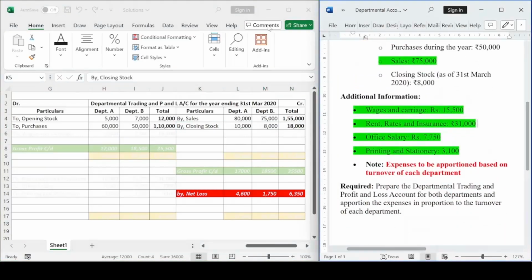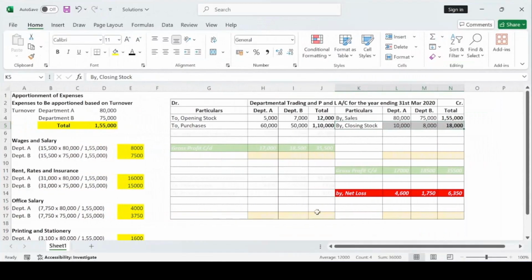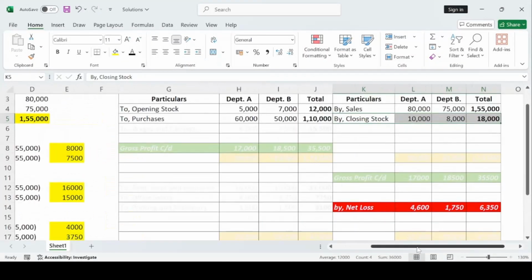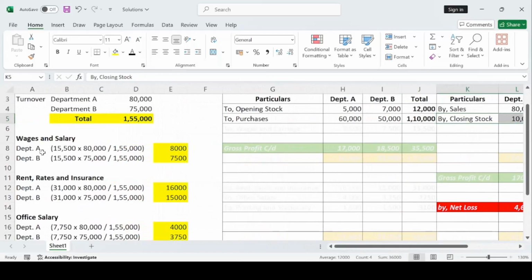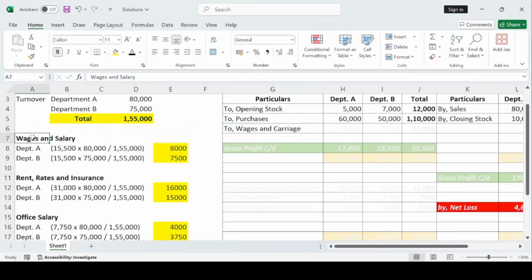So next we have to apportion the expenses. So for expenses, we will look into the working note whatever we have done. So first, what are the expenses we have calculated? That is wages and salary. So I will make it as to wages and salary. Actually it is carriage. I'm sorry, I'll change here.